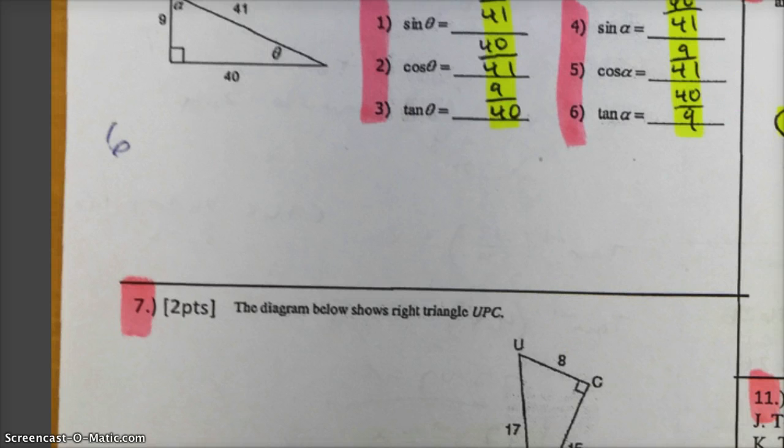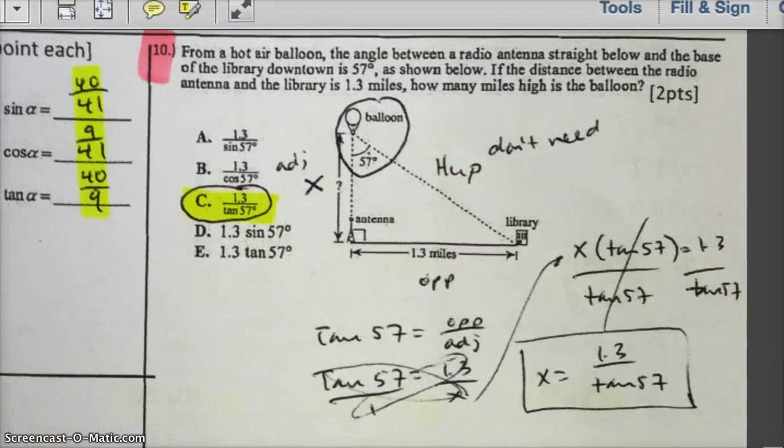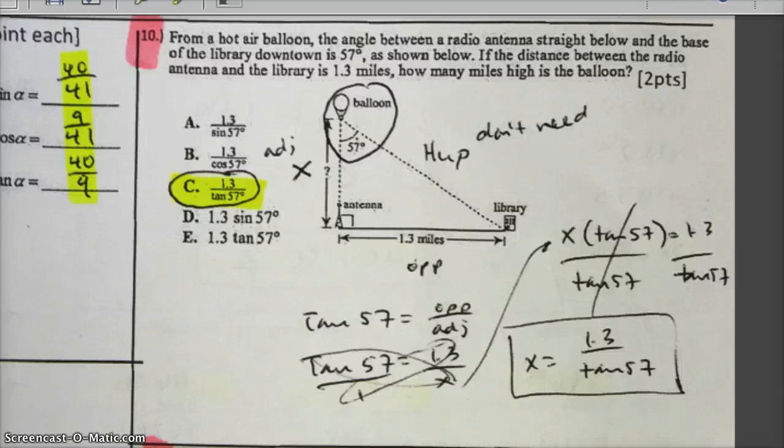Question number 10. From a hot air balloon, the angle between a radio antenna straight below and the base of the library downtown is 57 degrees, as shown below. The distance between the radio antenna and the library is 1.3 miles. How many miles high is the air balloon? So they just want to know this one, which is x. Now, I see that they've already labeled the triangle for me, in the sense they give me an angle, so there's my starting point, and I can just label everything.